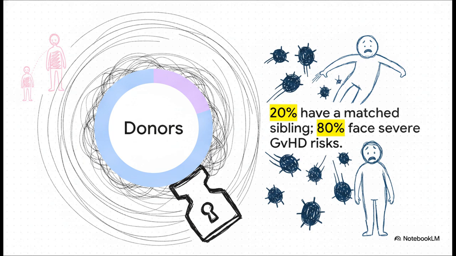And for that 80%, attempting a transplant with a mismatched donor brings a severe risk of graft-versus-host disease, where the donated cells actually turn around and attack the patient's body. For decades, this massive donor bottleneck left the vast majority of patients entirely without a definitive cure.